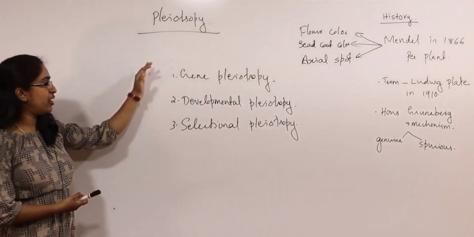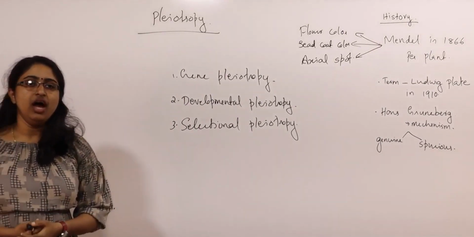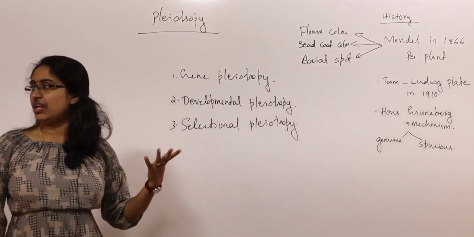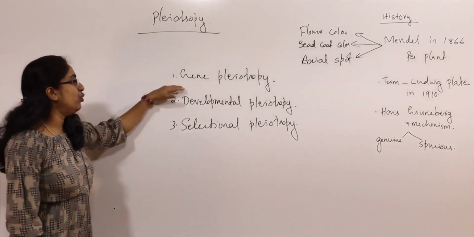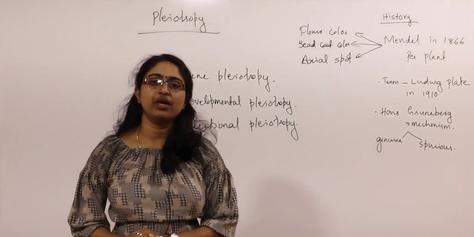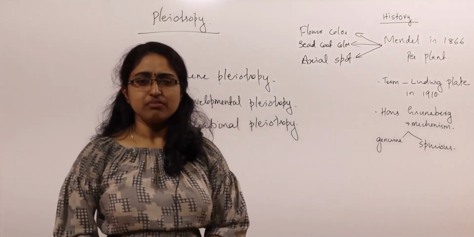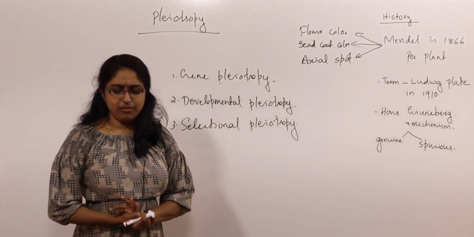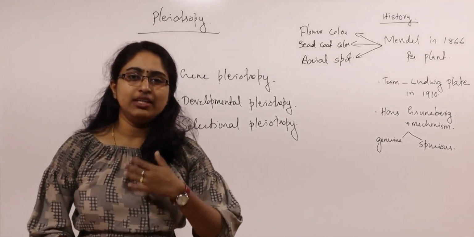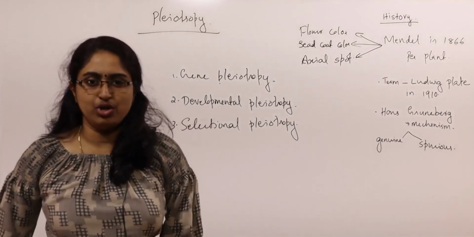So there are three types of pleiotropy based on their action or how it comes to light. We can divide pleiotropy into gene pleiotropy, developmental pleiotropy and selectional pleiotropy. Okay, so that is all about the types of pleiotropy. Now it's time to see the examples of pleiotropy.